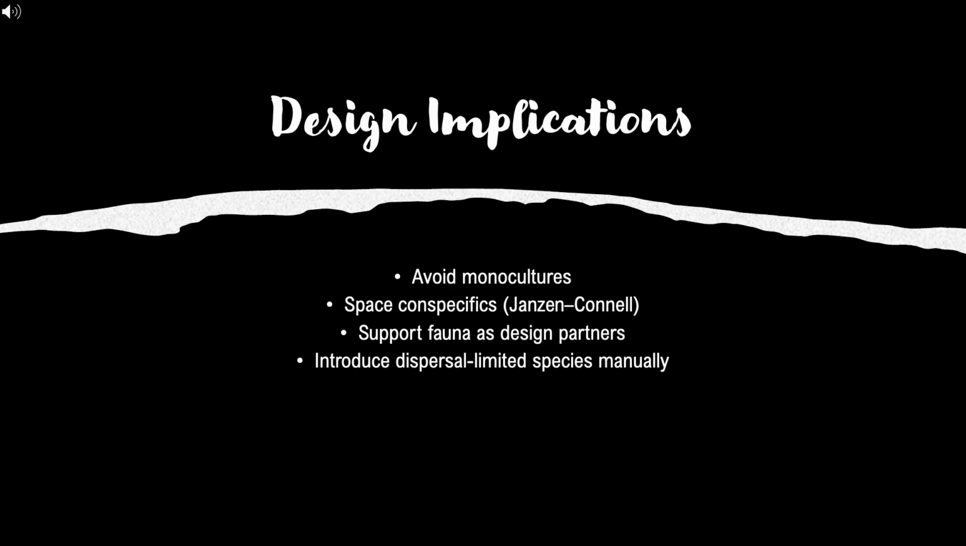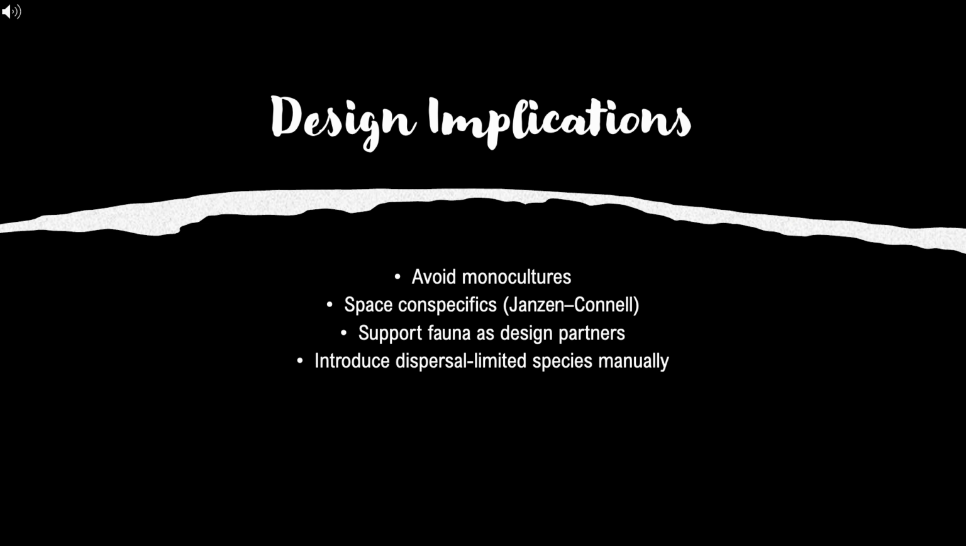Third, support fauna as design partners. Think about what birds, bats, and insects your planting might attract or acquire. Bat-pollinated plants in an urban park can actually function better than insect-pollinated ones in some contexts. Incorporating fruiting trees that attract seed-dispersing birds can help your landscape self-recruit species over time. Let animals do some of the restoration work for you.